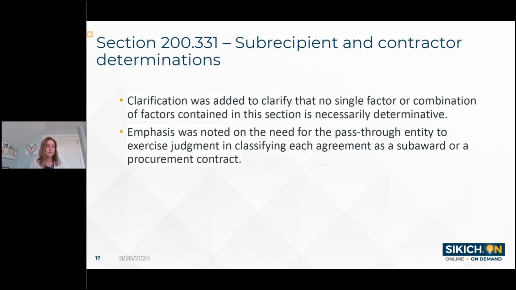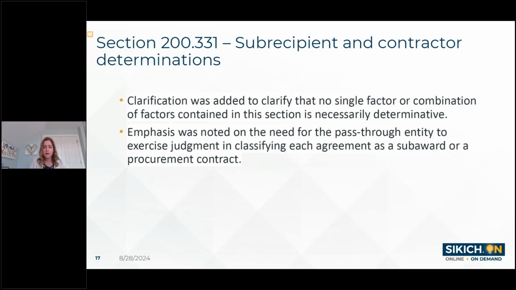Looking at subrecipient and contractor determinations. So just a few subtle things here. This is really going to be applicable to organizations making subgrants. You really need to look at all of the factors and the substance of the agreement and the activities and duties, characteristics of each agreement when making this determination. Clarification was added that no single factor or combination of factors contained in the section is necessarily determinative of whether the agreement is a subrecipient agreement or a contractor relationship.